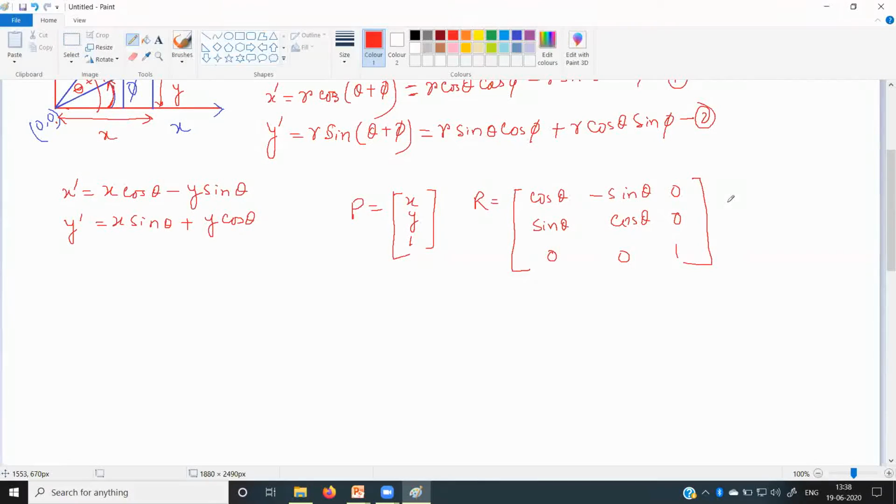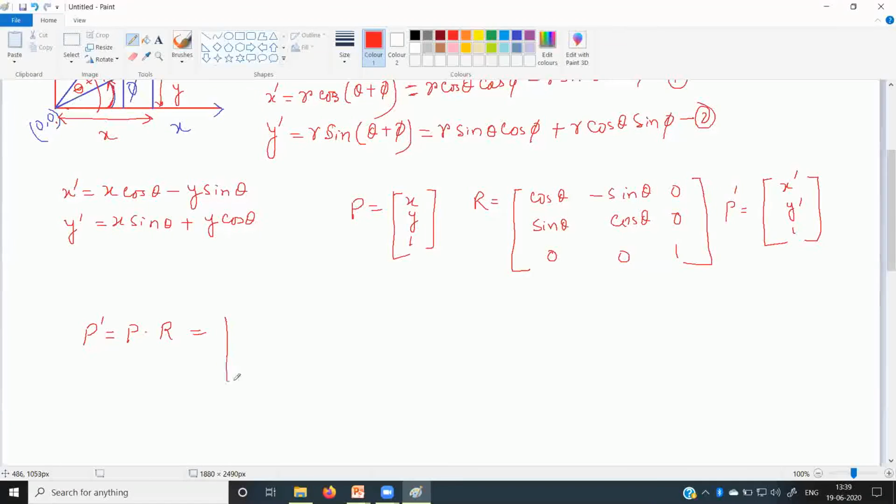And the transformed point, that means the rotated coordinate of the rotated point P dash, can be written as P dash equals x dash, y dash and 1. So what we will do? We will write that P dash is nothing but P multiplied by R. If I perform the matrix multiplication, if I multiply the matrix P with the matrix R, then we can finally get the result.